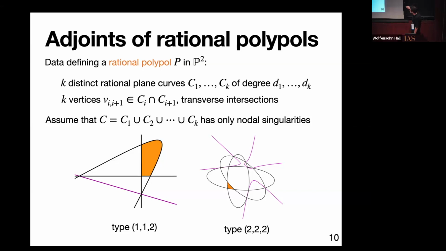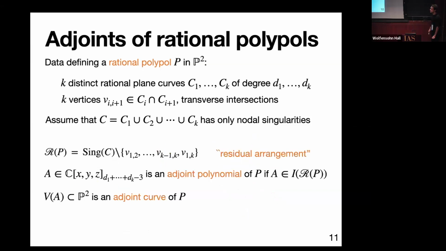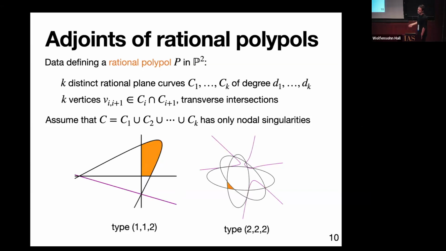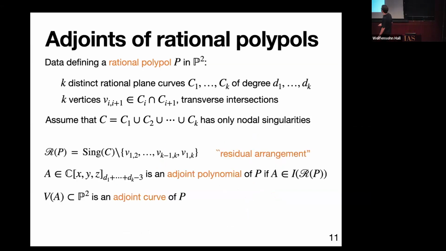I say this is a polypol of type 112. These are just the degrees of the boundary curves. This little orange triangle-like thing here is a type 222 polypol. And of course, you can guess what the purple things are. So now I'm going to define an adjoint for such a rational polypol.